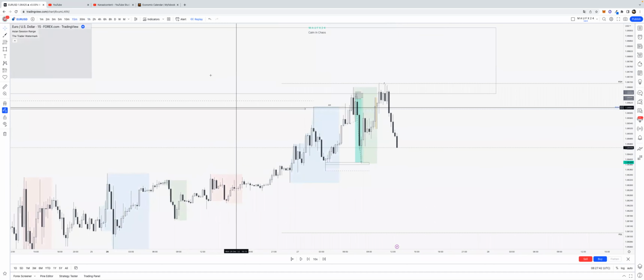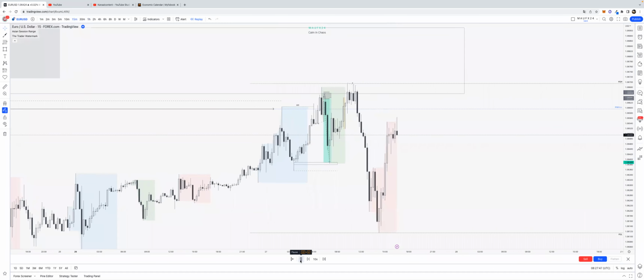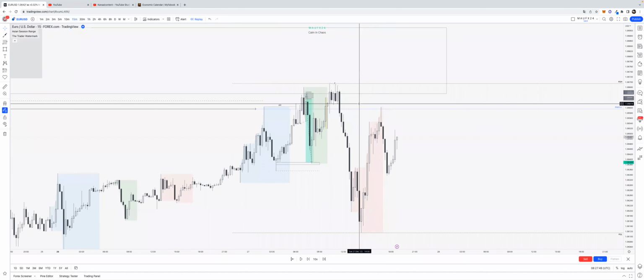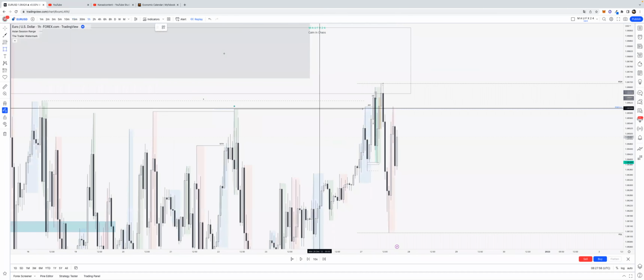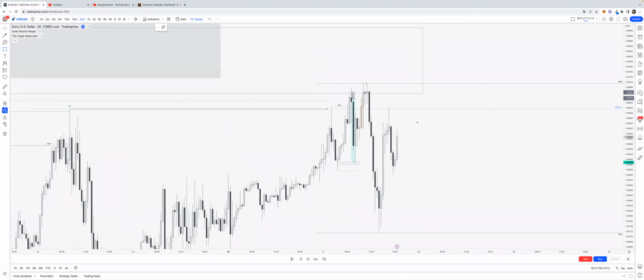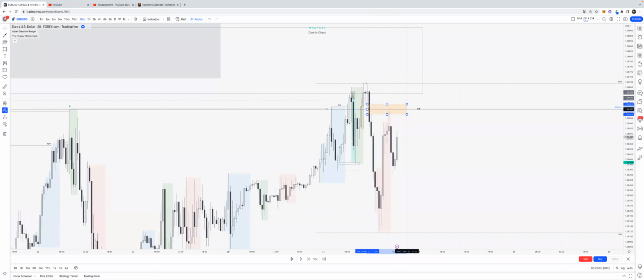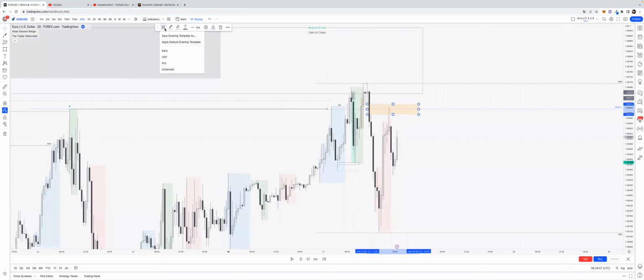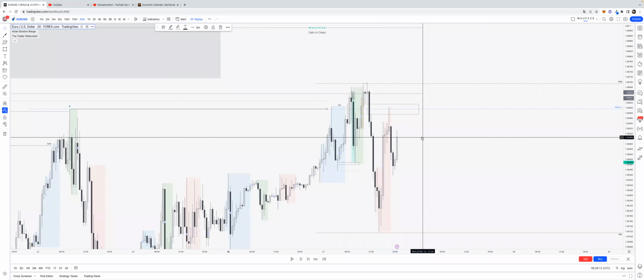And then let's see what's happening here. Do we break the barrier? Oh, yeah, we do. And then you can short from here. That was what I was going to say. You can short from this area. There's a 1 hour POI. 30-minute fair value gap. Let's mark that on, which lines up with the previous weekly high level. So, 30-minute fair value gap.